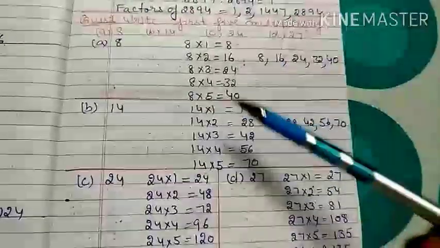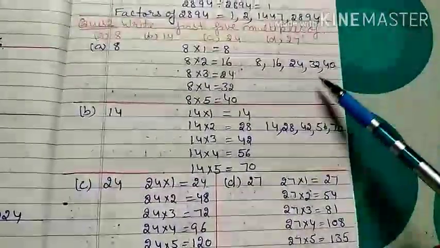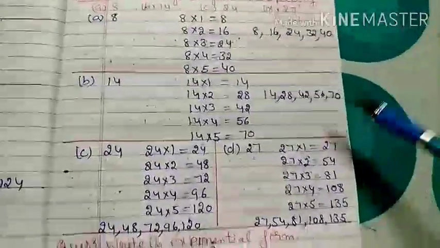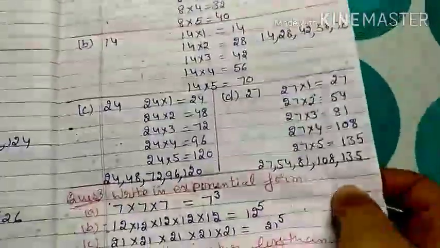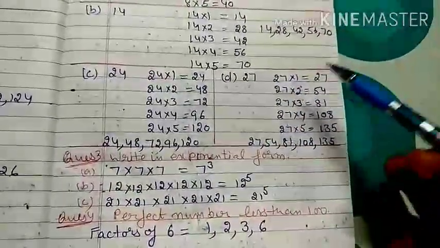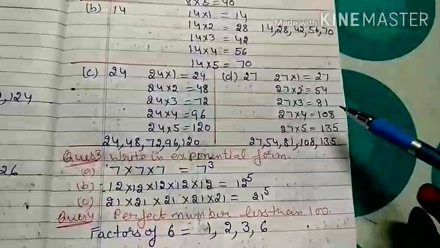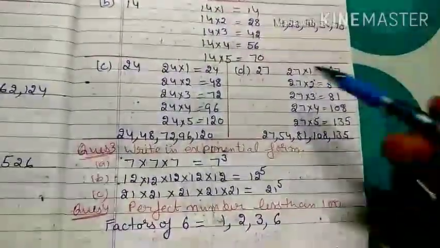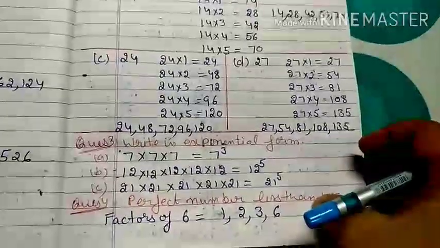The first 5 multiples of 8 are 8, 16, 24, 32, 40. And of 14 are 14, 28, 42, 56, 70. Of 24 are 24, 48, 72, 96, 120. Of 27 are 27, 54, 81, 108, 135. These are the multiples of 24 and 27.